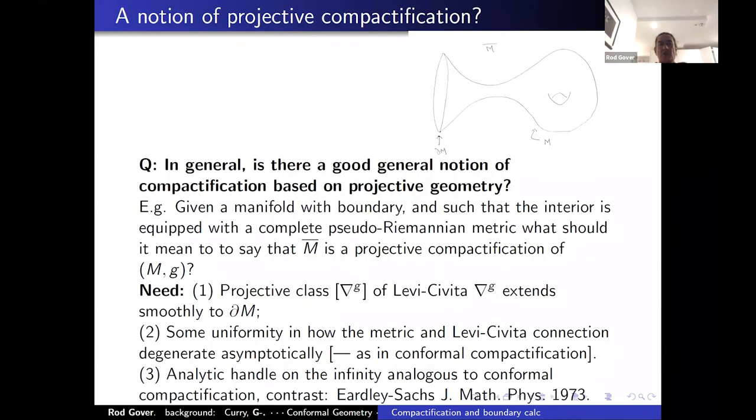But what about more generally? So if you have a general projective structure, can we talk about compactification? And in particular, if you have a Levi-Civita connection, can you talk about projective compactification? So that would be good, right? Well, I'm talking about what you need. There was an earlier notion, by Eardley and Sachs in '73, which is completely different to what we're doing here.